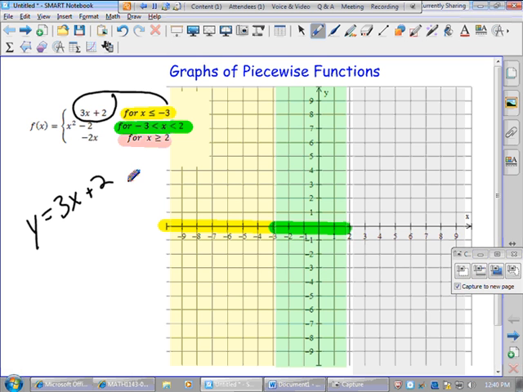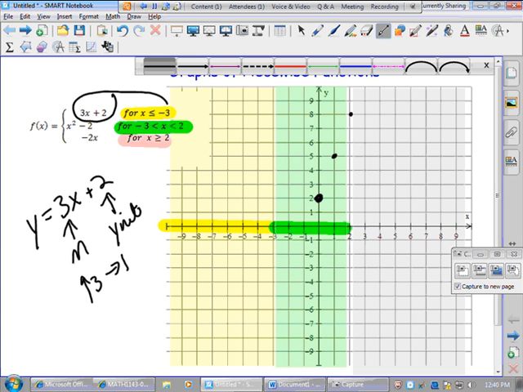That's linear. And you know the 2 is your y-intercept, so it crosses at 2. And the 3 is your slope. So that means I go up 3 and over 1 and draw my line.